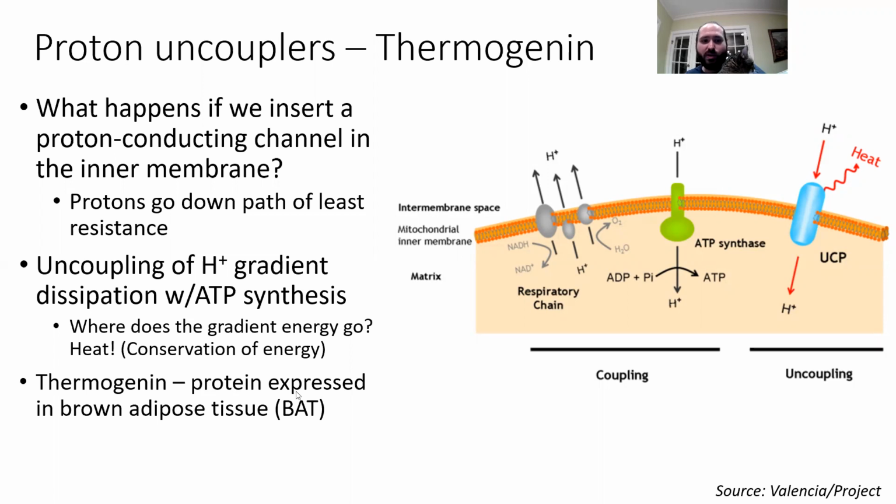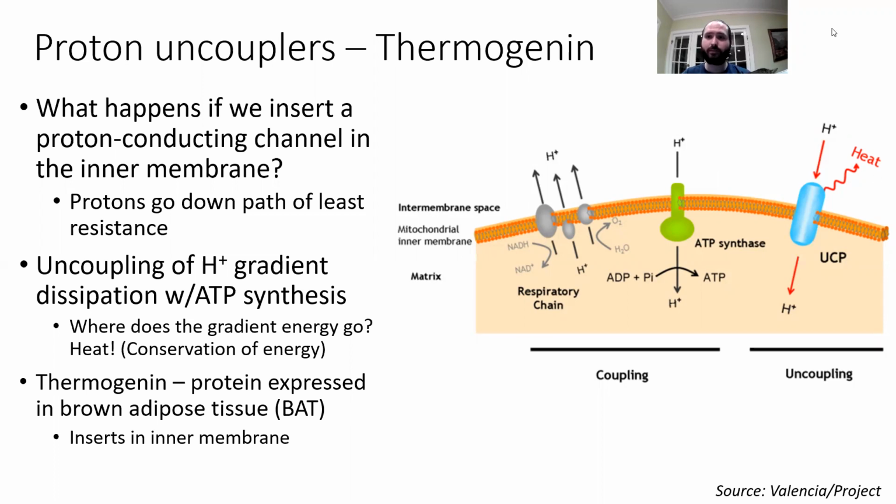So thermogenin is this protein that's expressed in brown adipose tissue. In cold temperatures, the adipose tissue will insert thermogenin into the inner membrane of the mitochondria and will just release the proton gradient in the form of heat. Some questions here?